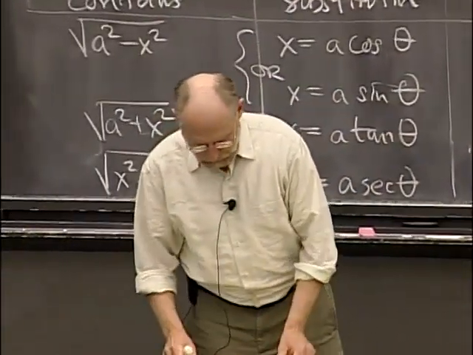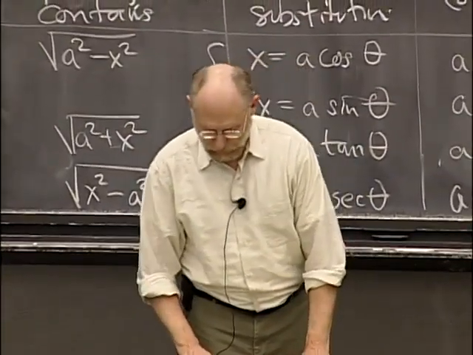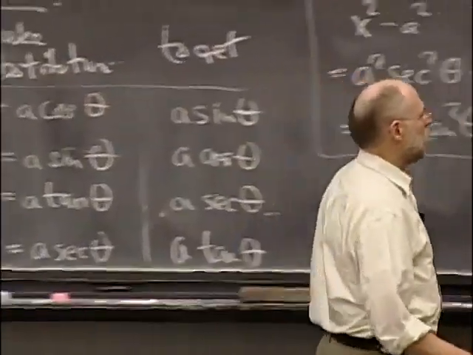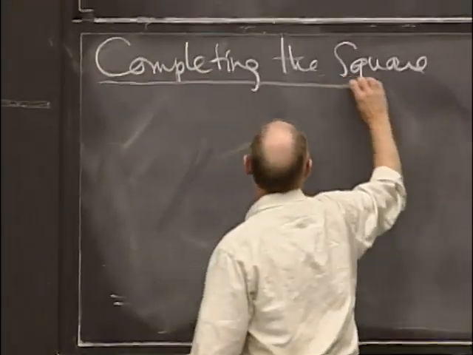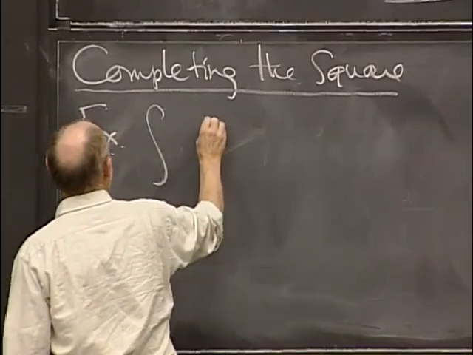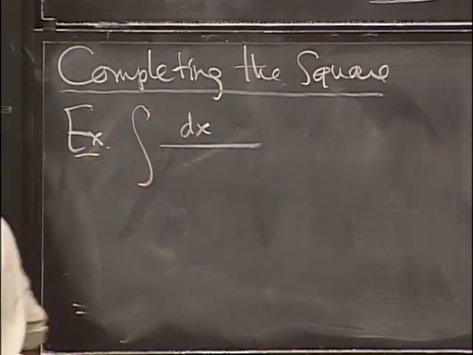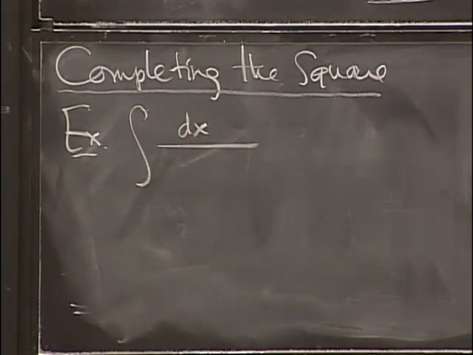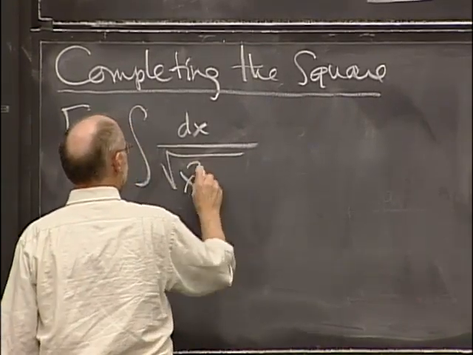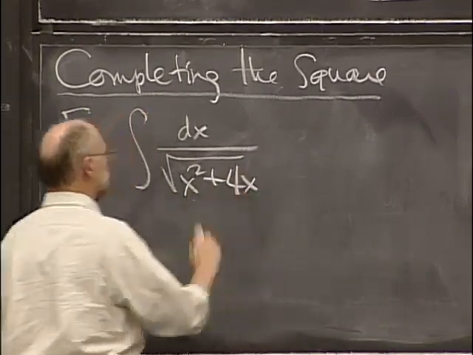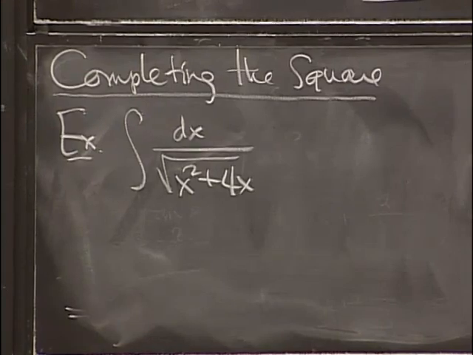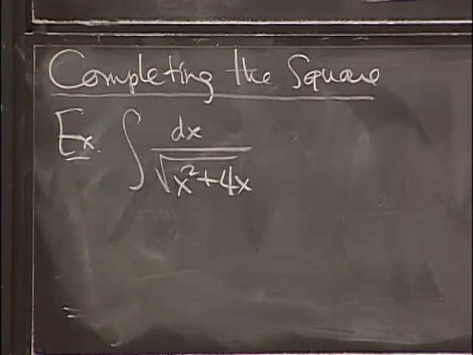I don't actually have time to show you an example of how this comes out in a practical example, but it does happen quite frequently. And so I want to show you how to deal with things like the following example. Let's try to integrate dx over x squared plus 4x, the square root of x squared plus 4x. So there's a square root of some quadratic.